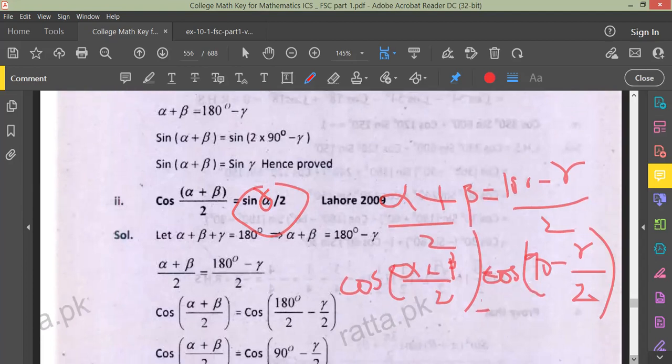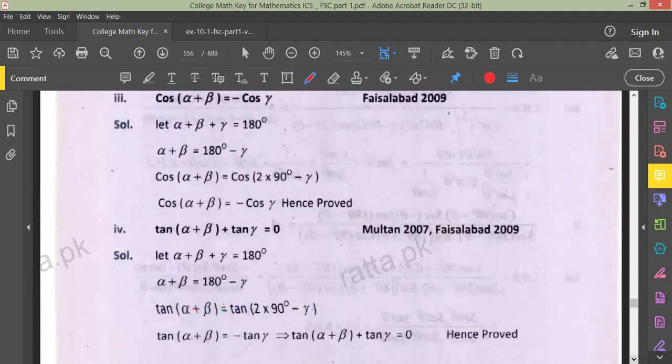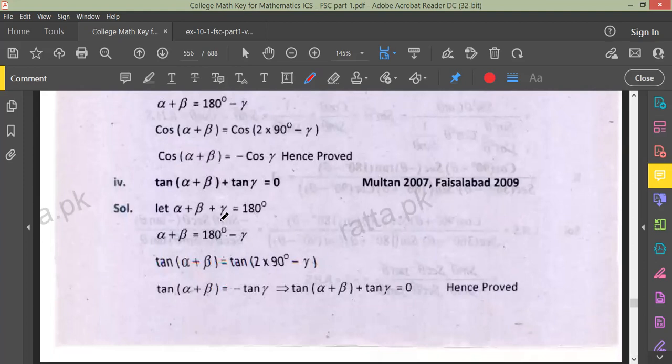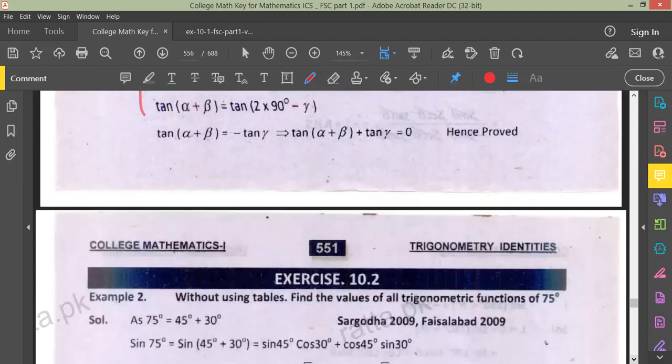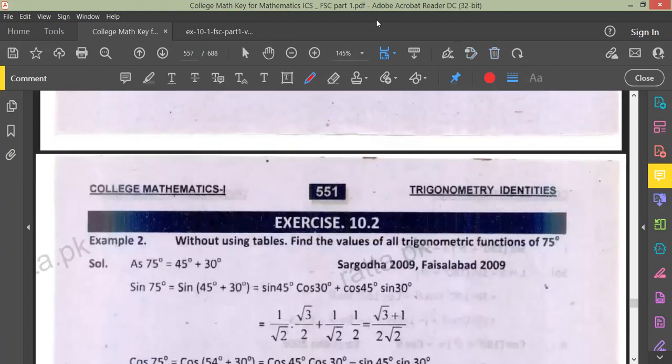So similarly, for the third question and question number 4, you will write the value of tan of alpha plus beta, which is equal to minus tan gamma. Similarly, minus tan gamma plus tan gamma will be equal to 0. So this was our exercise 10.1. Next time we will do exercise 10.2.